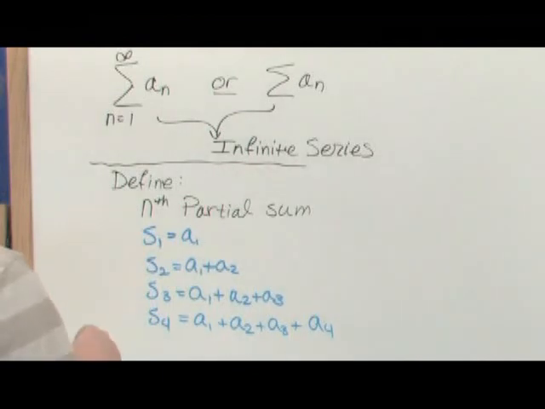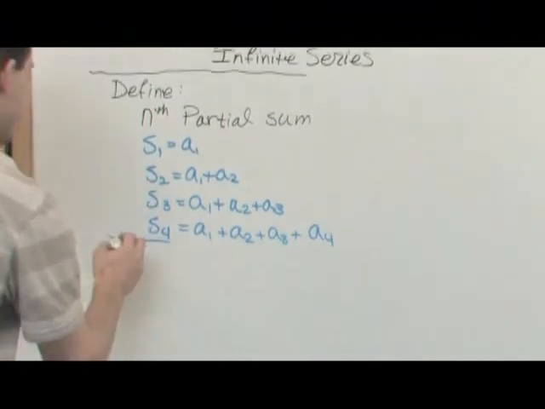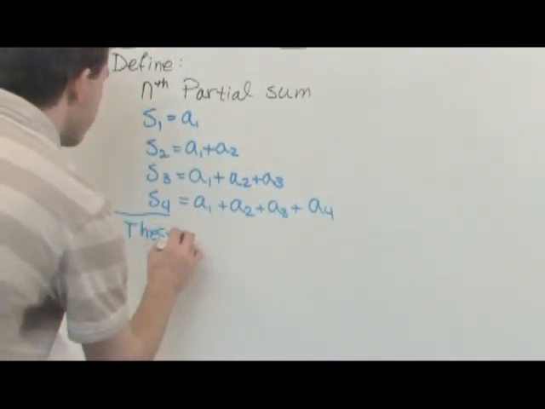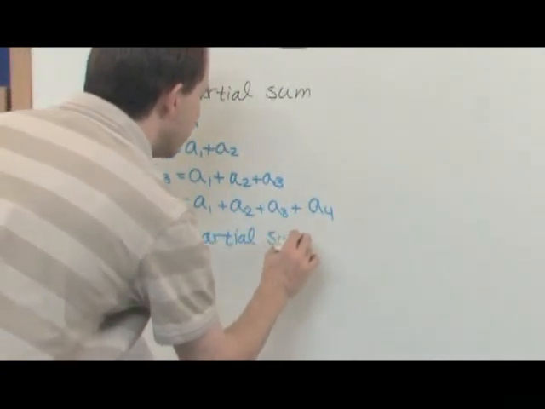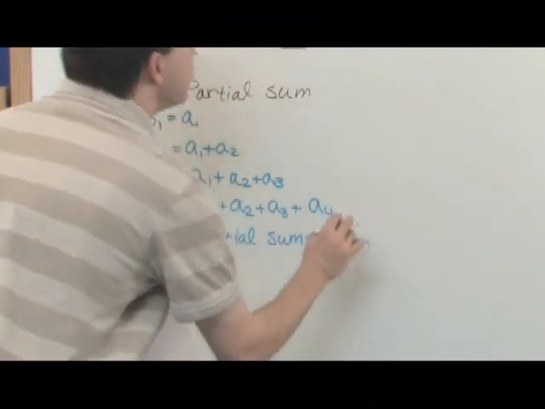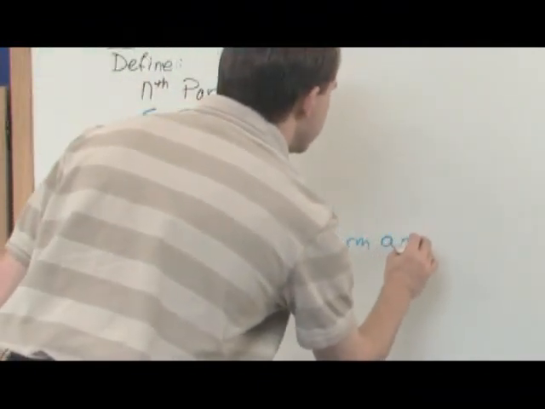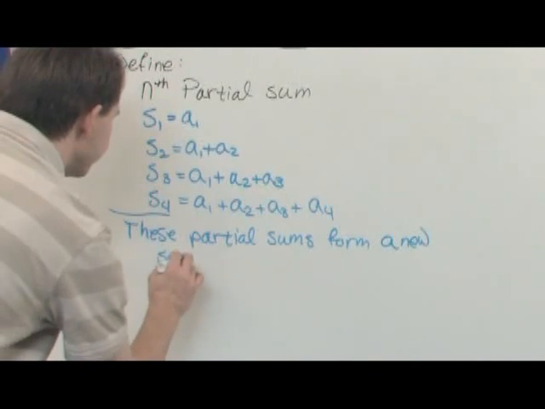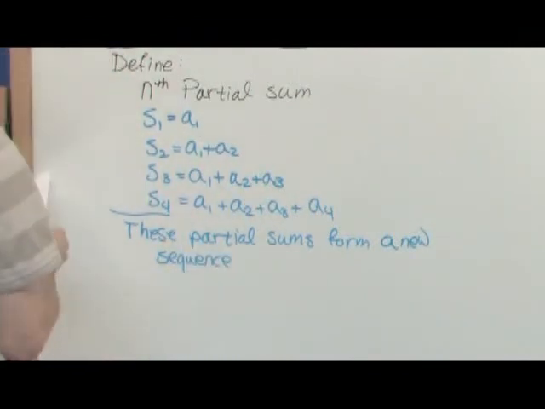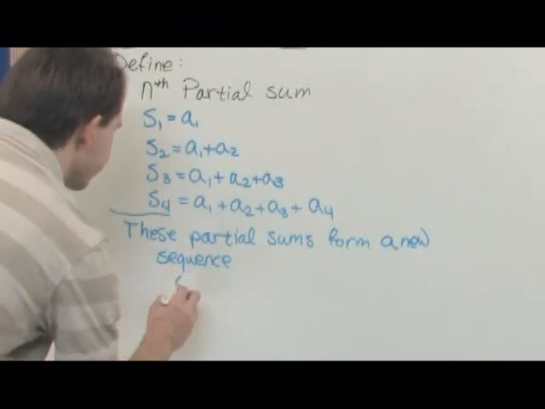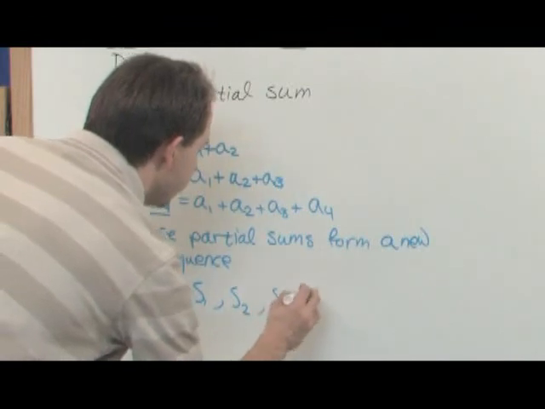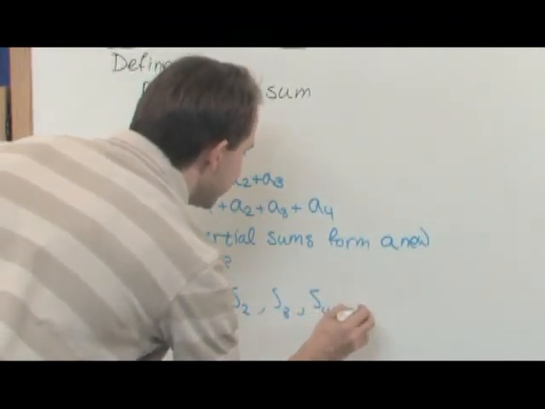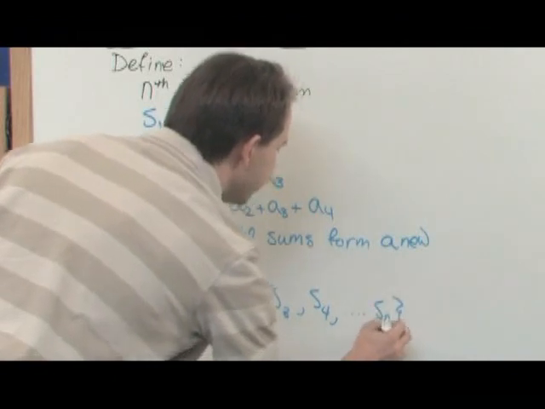Okay, so what we can say here, and this is kind of crucial, so I'm actually going to write the words out here: these partial sums form a new sequence. They form a new sequence, okay? And that sequence is going to be S1, comma, S2, comma, S3, comma, S4, comma, dot dot dot, Sn, and that would be my sequence, okay?